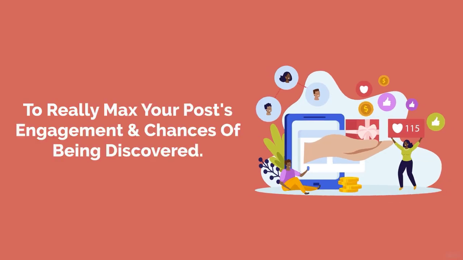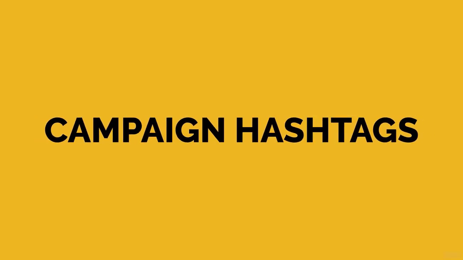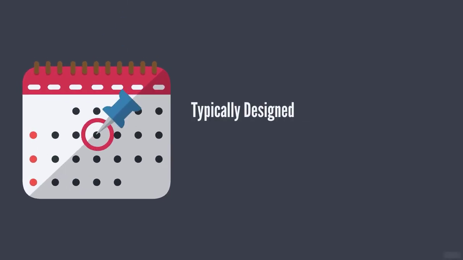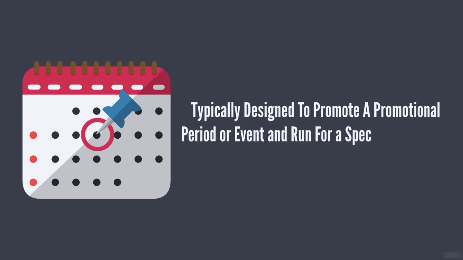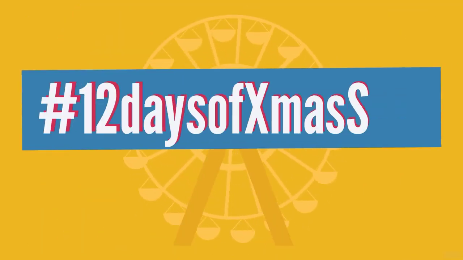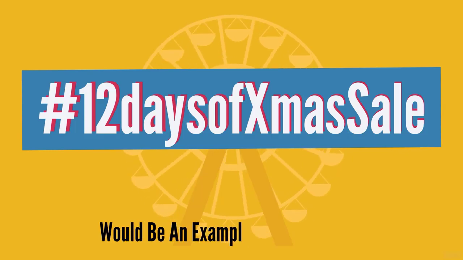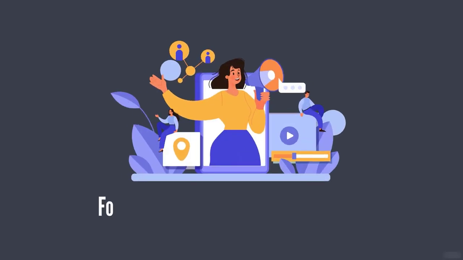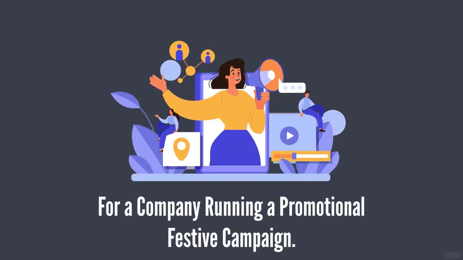being discovered. Campaign hashtags. Typically designed to promote a promotional period or event, or run for a specific number of days, weeks, or months. Hashtag 12 Days of Xmas Sale would be an example of a tag like this for a company running a promotional festive campaign.